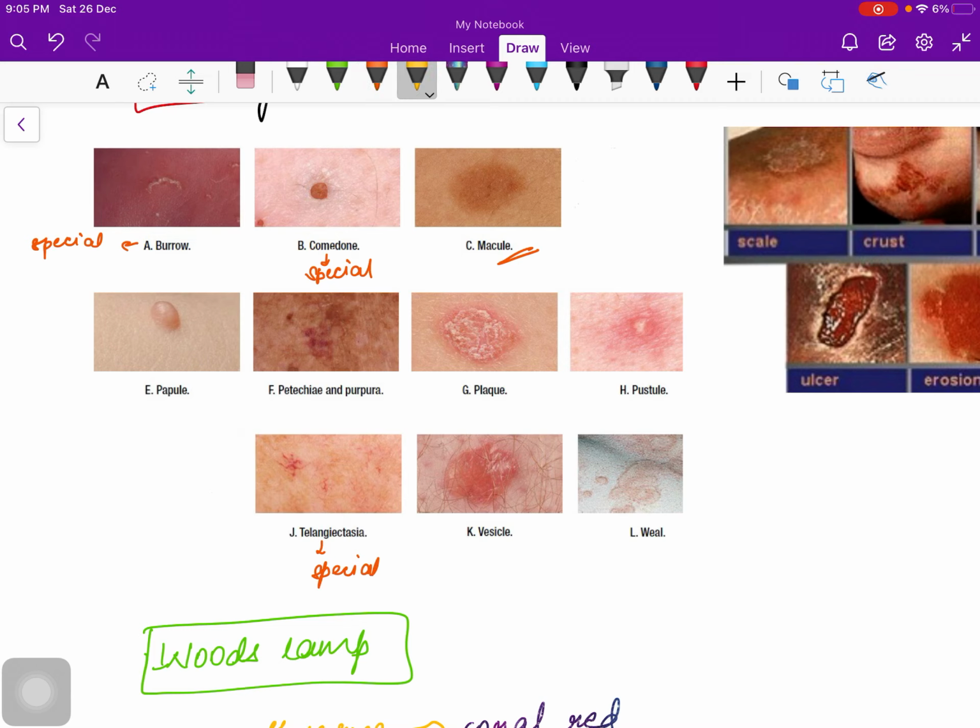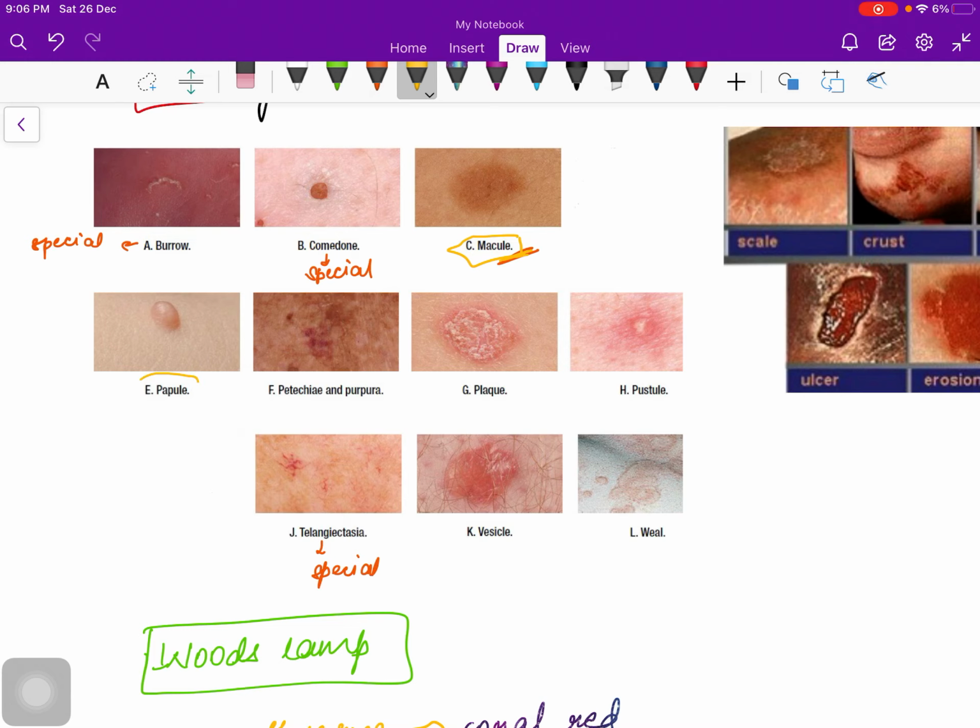So first, starting with macule, it is a flat lesion, as I've already told you, less than 0.5 centimeter. If the lesion is 0.5 centimeter, it is known as a patch. However, now the term patch has been removed, and both less than 0.5 centimeter and more than 0.5 centimeter flat lesions are known as a macule.